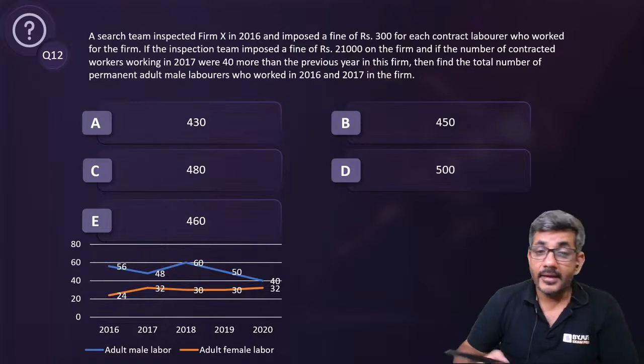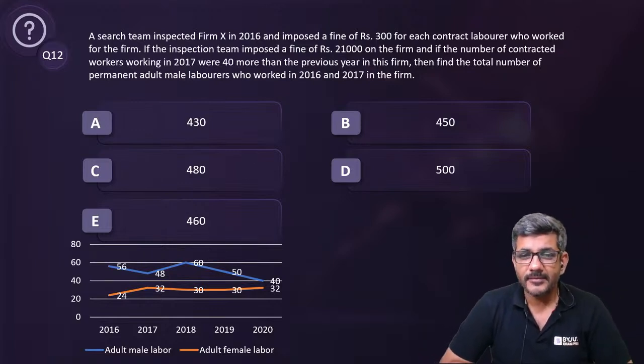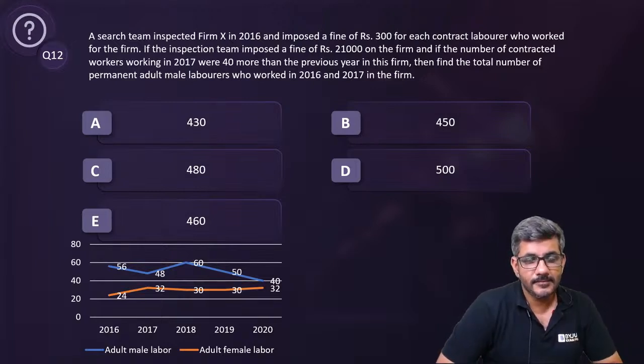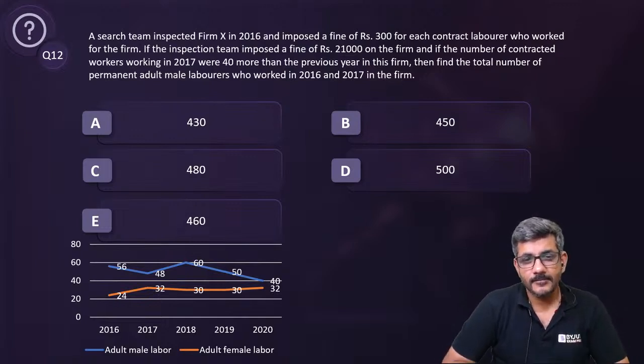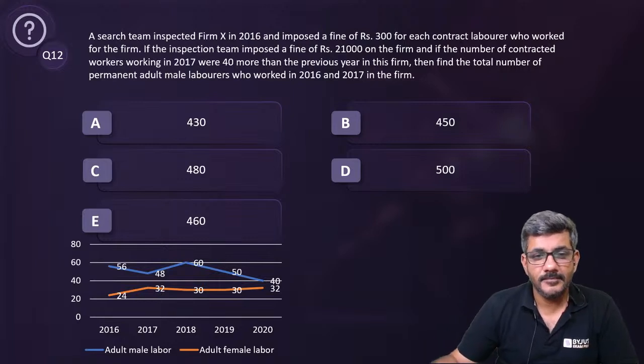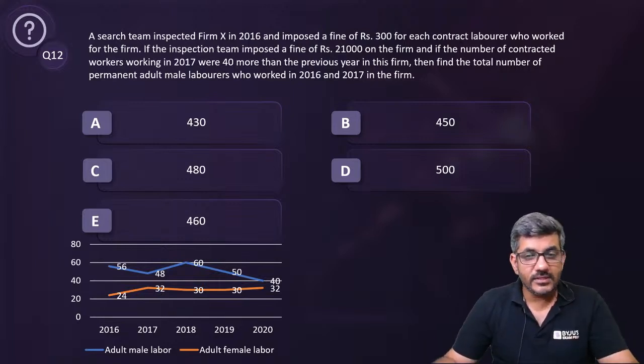Yes, any answer for this last question, question number 12? So let's do this last question as well now.